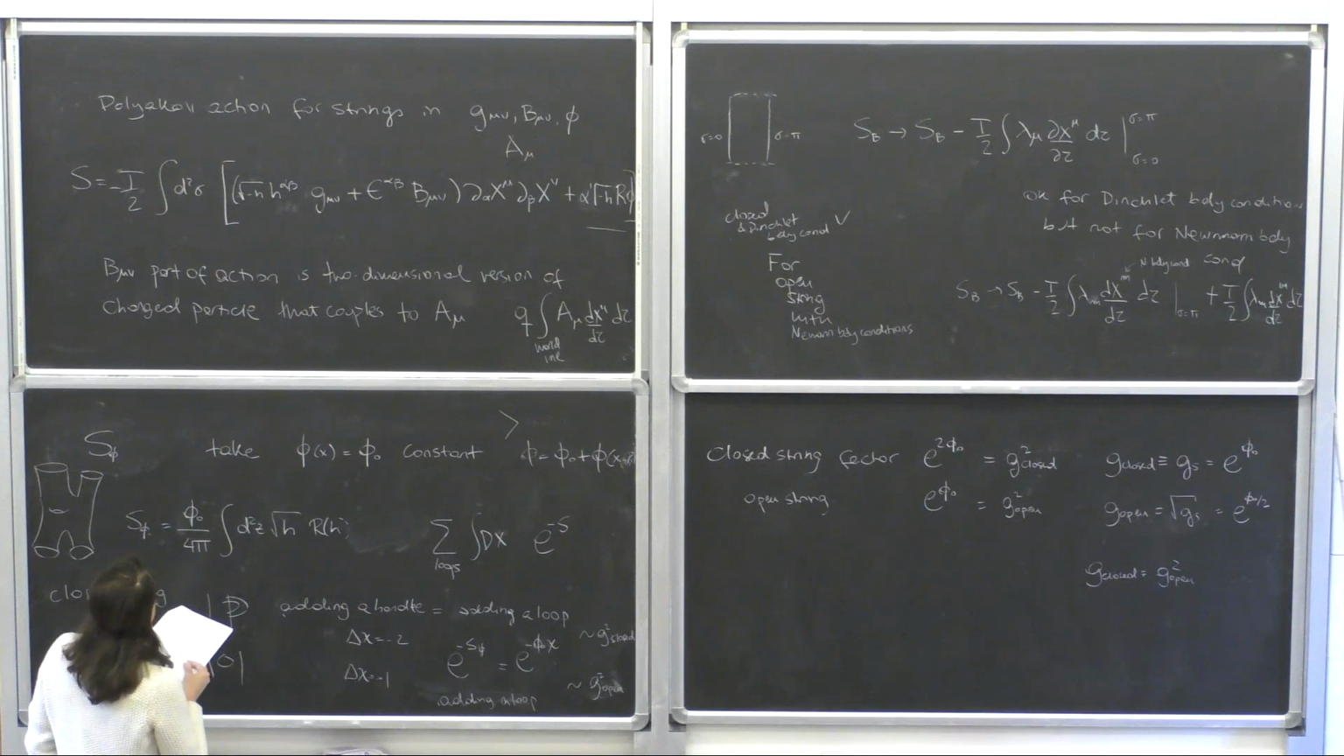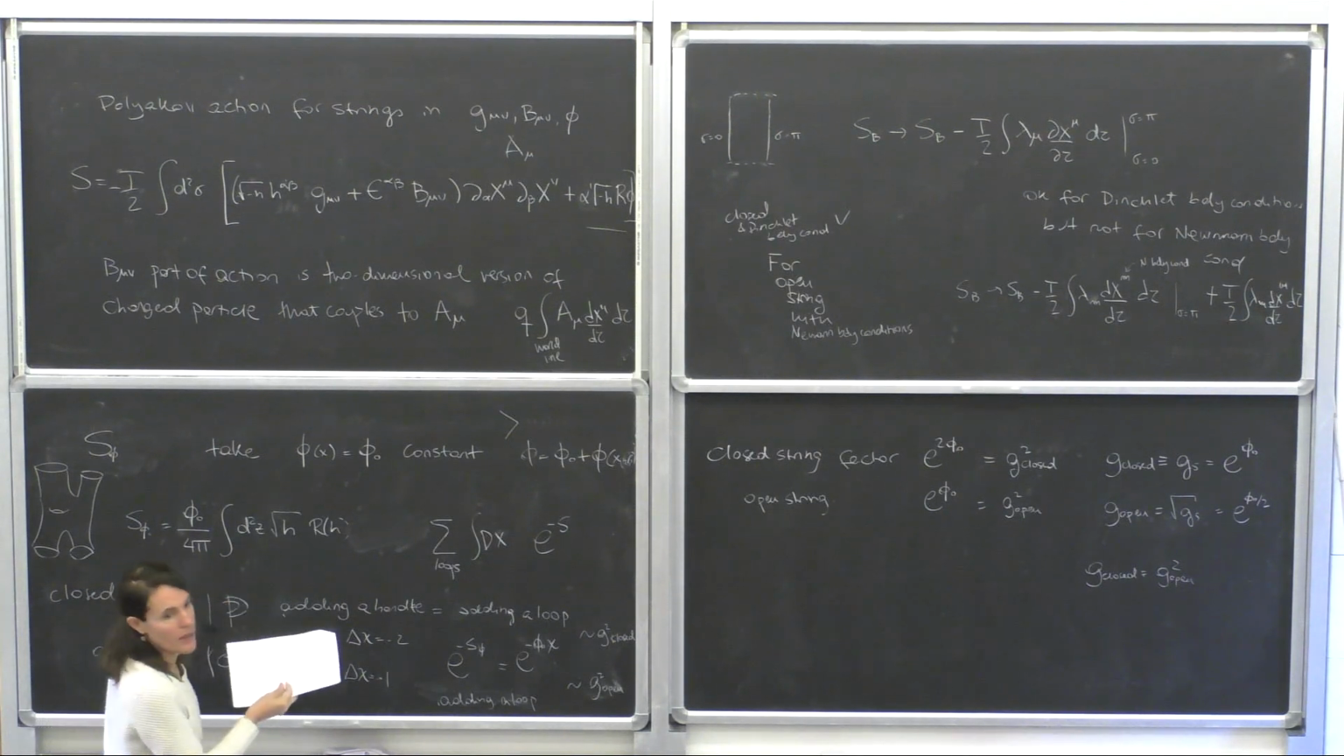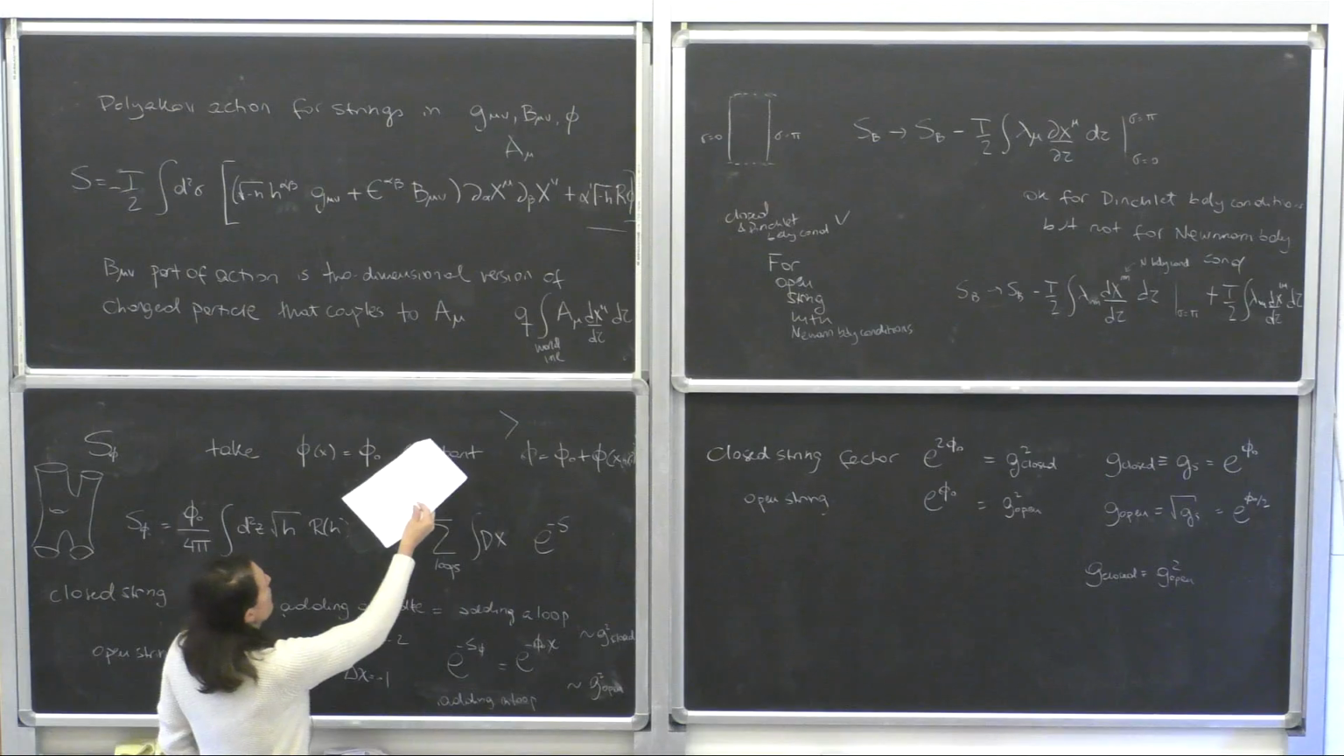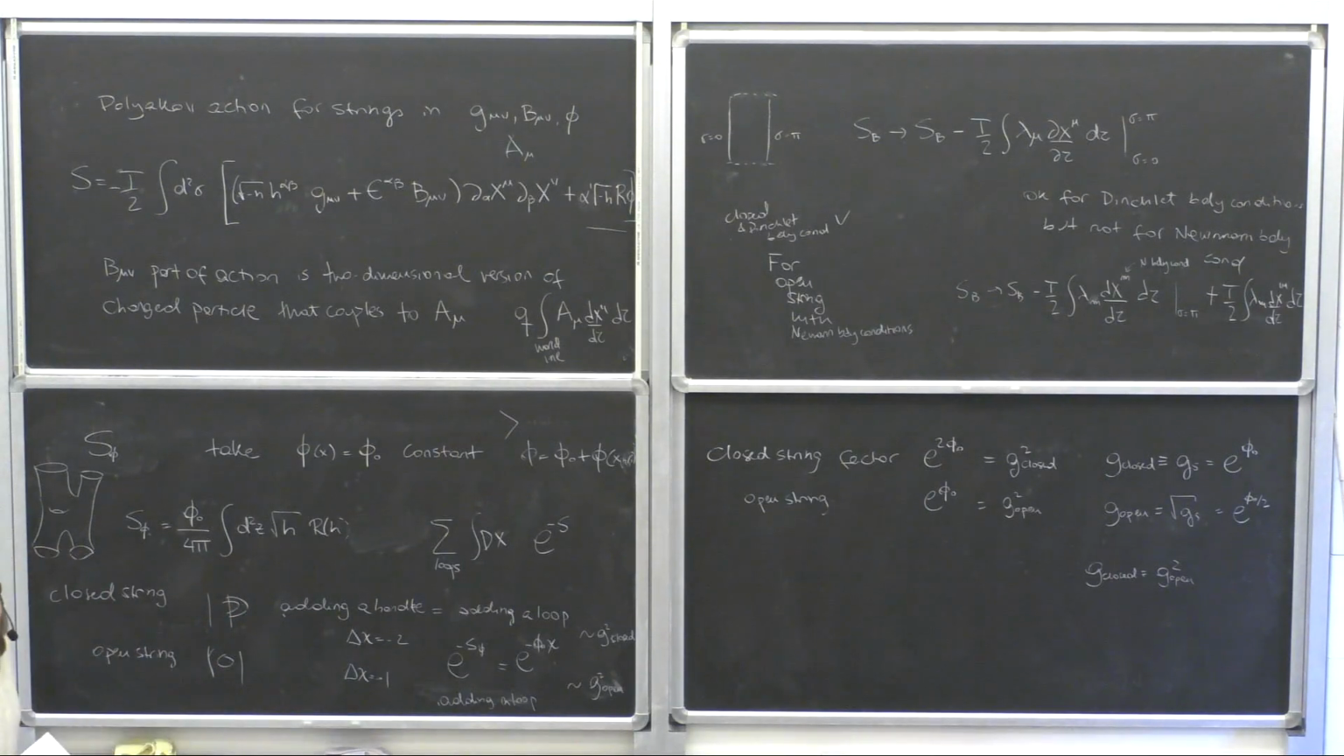No, because you have a transformation. Yeah, so that's the motivation for putting this factor of R. If I put square root of H and phi, it's not Weyl invariant. But yeah, it's a symmetry of the action.